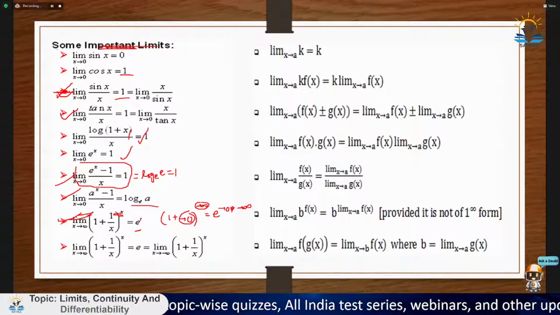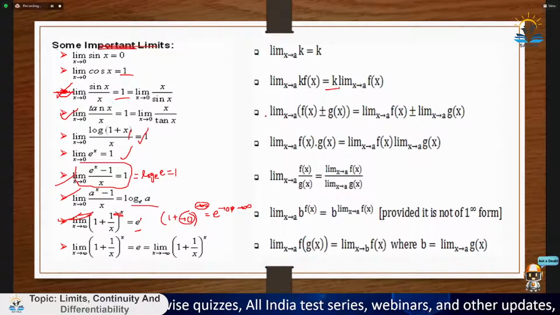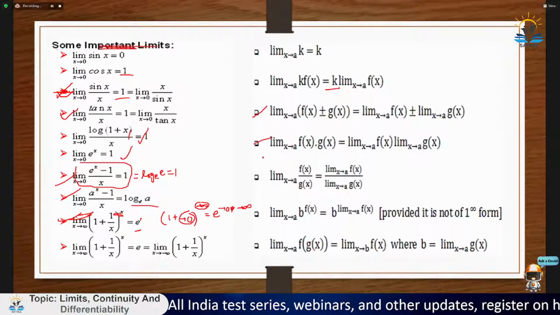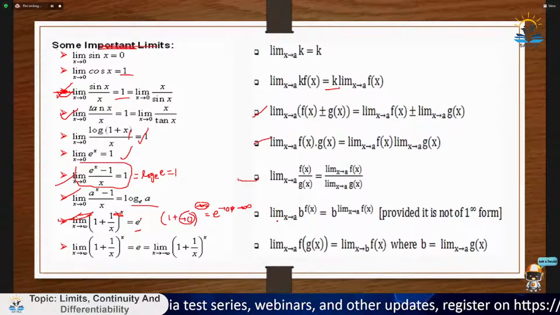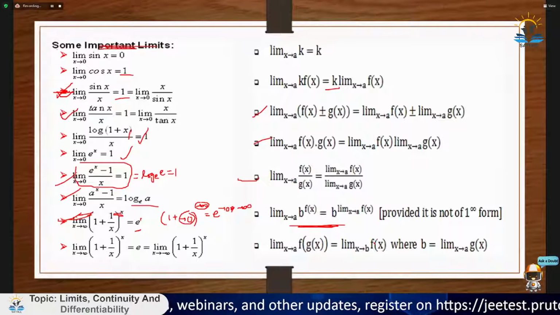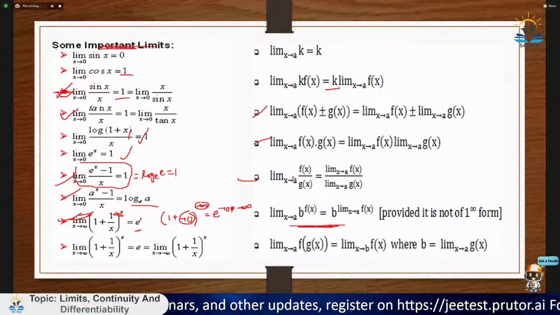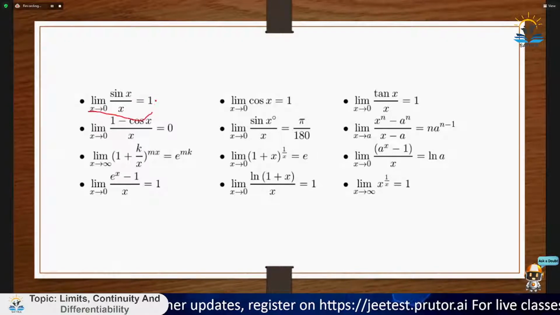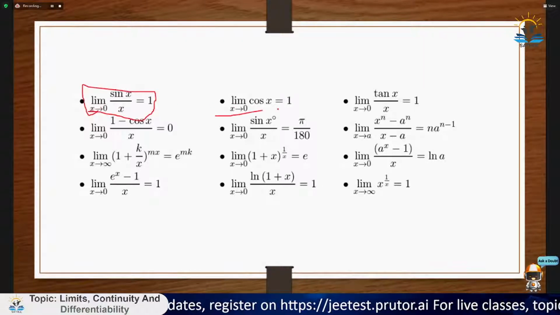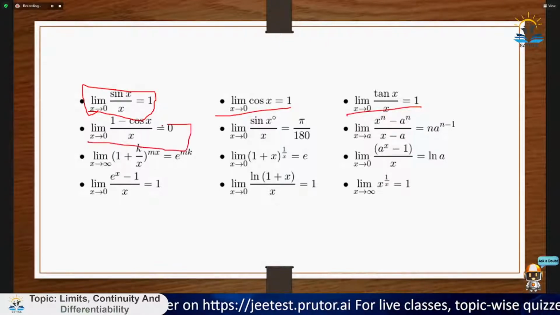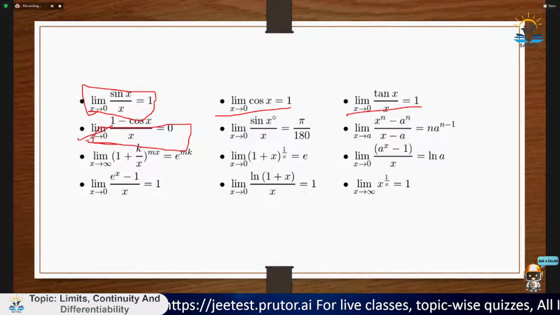Okay. So k f(x), and k will come out. The limit will break over sum and subtraction, then multiplication and division. This is not as important, but you should know. And then you can change the limit in this form, all those things. Then again the same properties: limit of x tending to 0, sin x by x is equal to 1, cos x is equal to 1, tan x by x is equal to 1, and 1 minus cos x by x is equal to 0. This is also an important property.